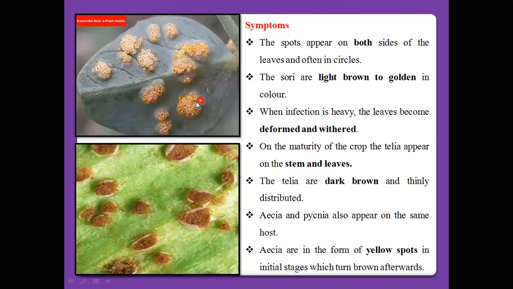Okay, so this is the uredopustules and this is the teliopustules. So these teliopustules, or this telium portion, generally break down, or the outer covering of these pustules breaks and releases the spores.